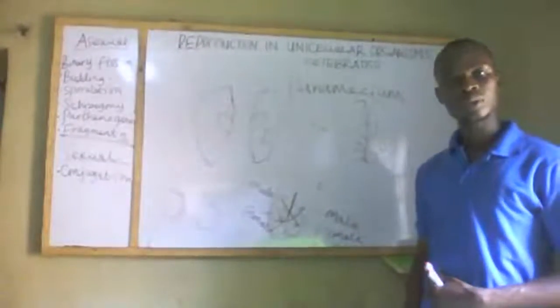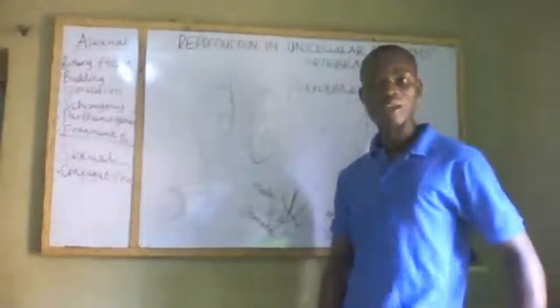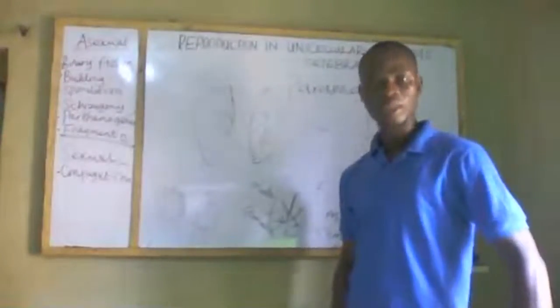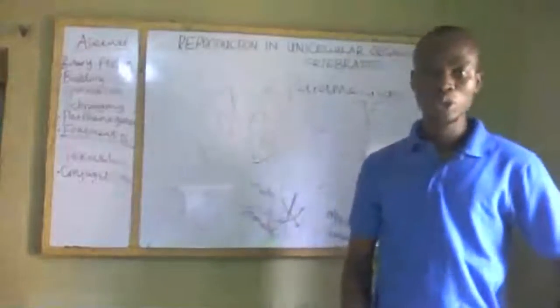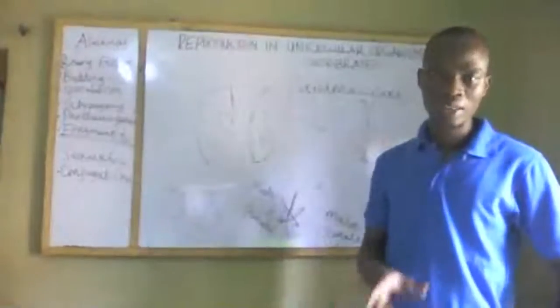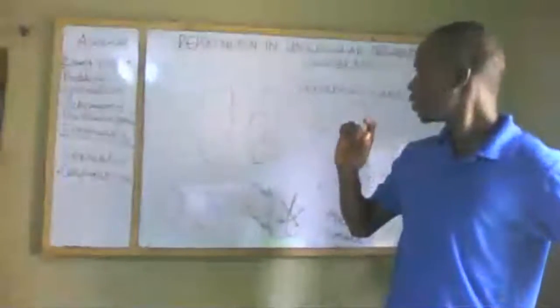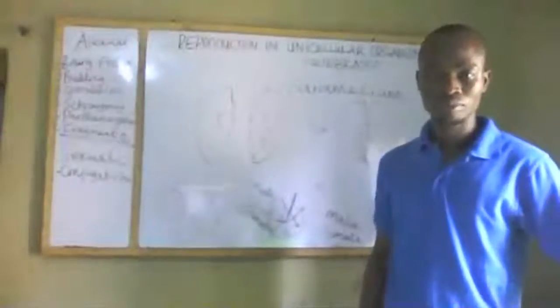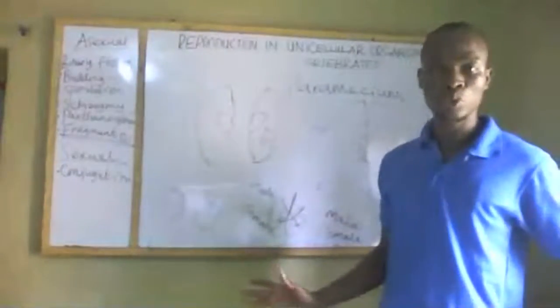Now, let us try to answer these questions together. How many conjugates are involved in the sexual reproduction of Paramecium? The answer is 2 conjugates are involved. No dispute with this.